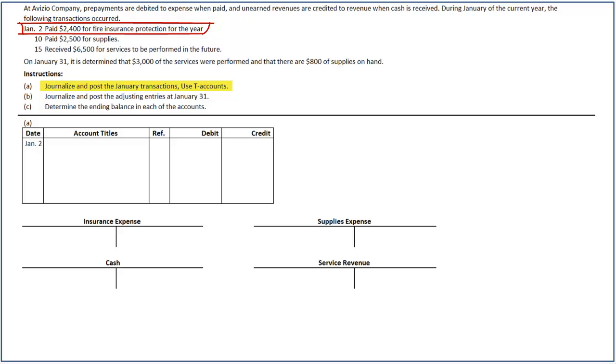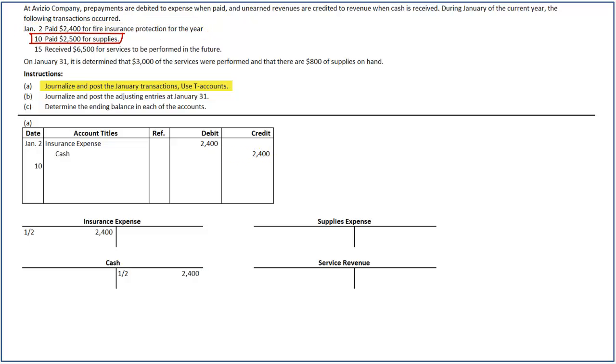On January 2nd, the company paid $2,400 for fire insurance protection for the whole year. To record this payment under the alternative method, we debit insurance expense, an expense account, for $2,400 and credit cash, an asset account, for the same amount. To post this transaction, we record $2,400 in the debit column of the insurance expense account and $2,400 in the credit column of the cash account.